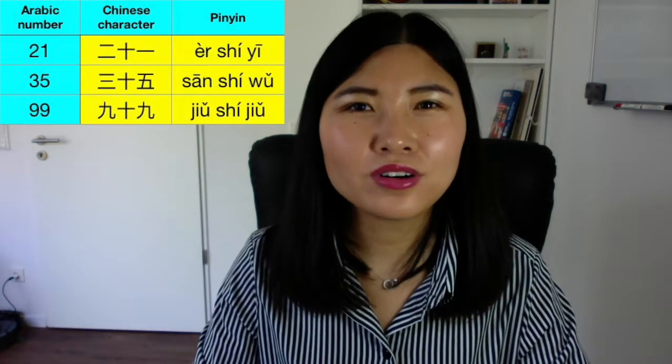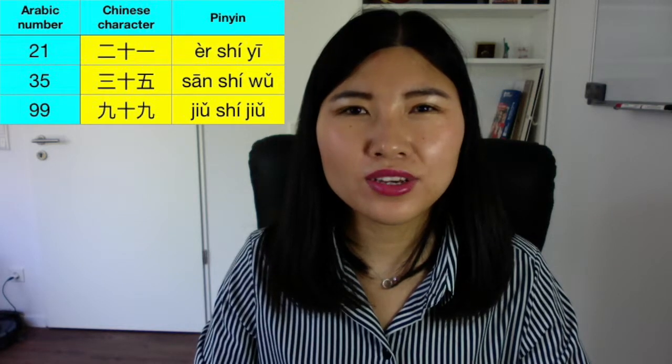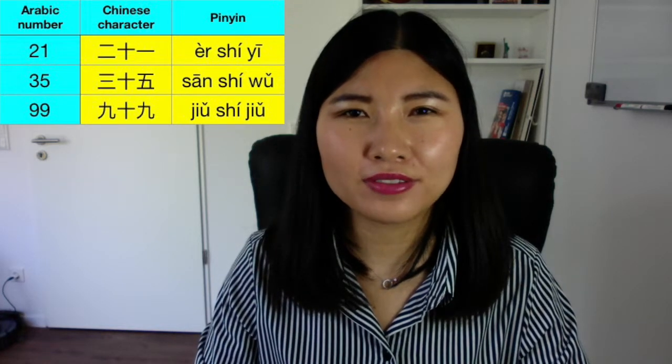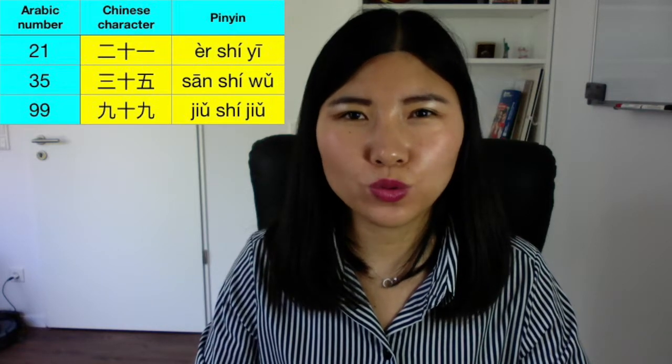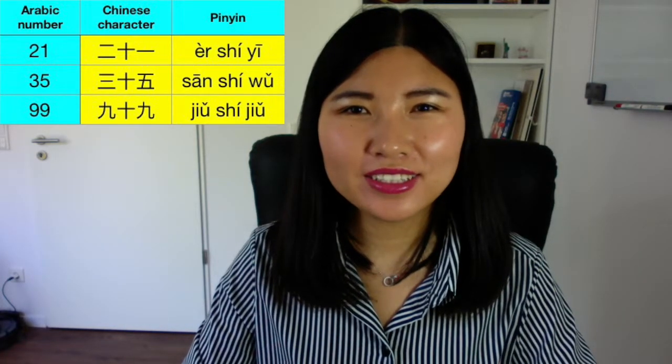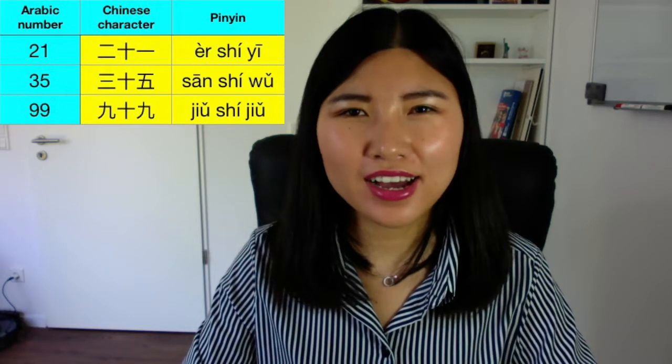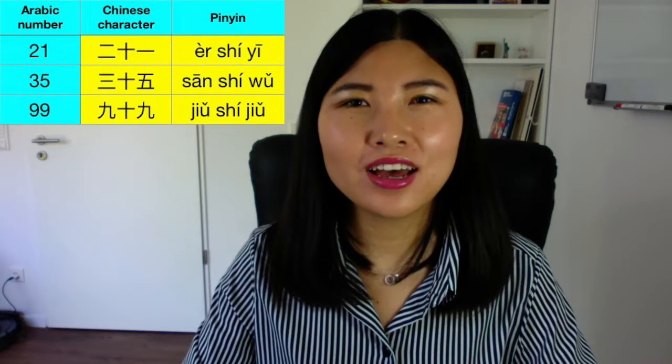Another example is 3, 10, 5. So we read it in Chinese, 35. 99 is 9, 10, 9. So in Chinese, 99. Now you know how to read all the numbers from 0 to 99 in Chinese.